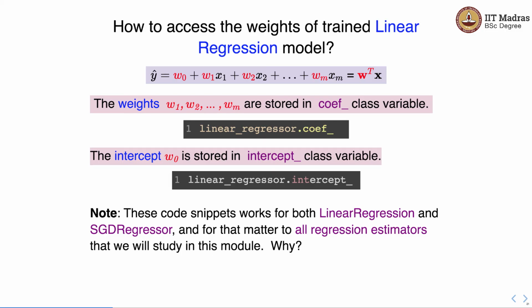Why does that work? Simply because all of them are estimators, and the sklearn API is designed in such a way that all estimators share some common methods and member variables, so that it is easy for us to remember those methods and member variables and use them in our code without really worrying about what kind of estimator object is being initialized.